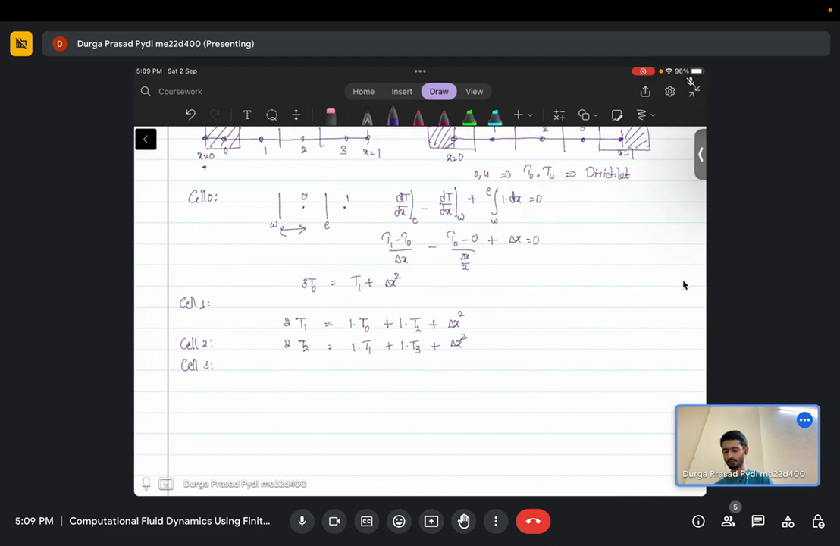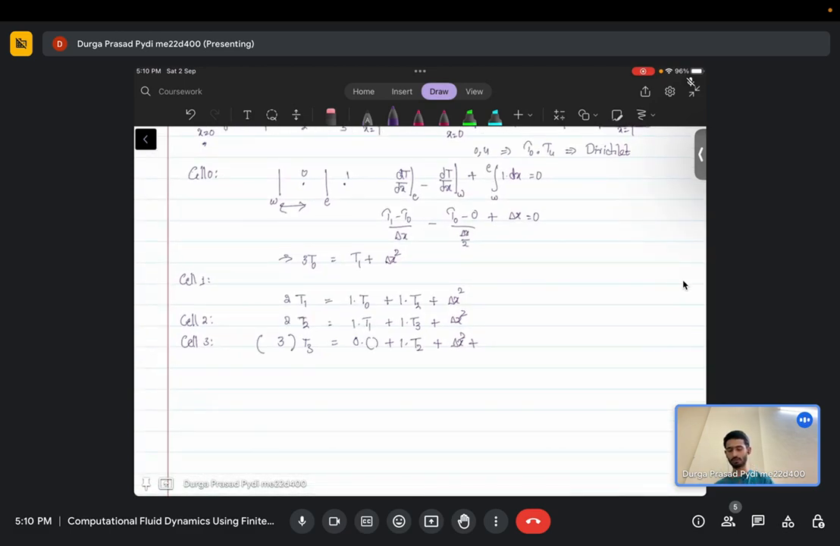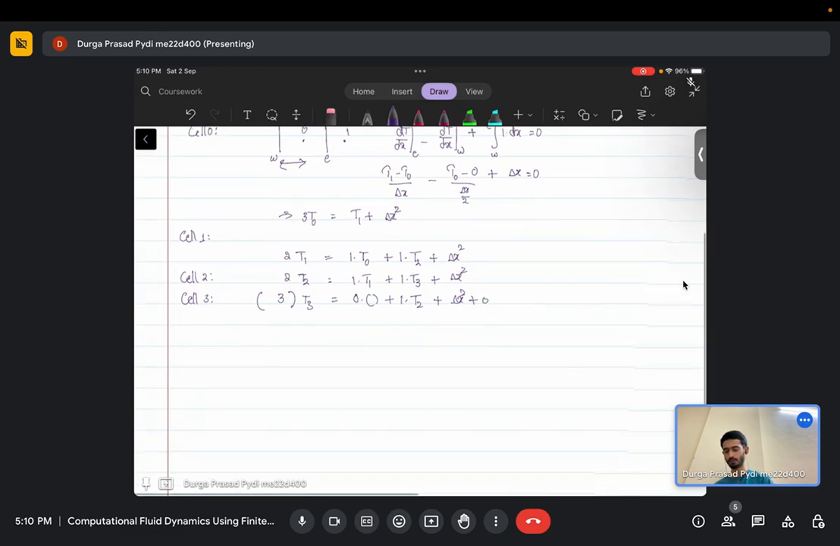Now for cell 3, again you have T3, and there is nothing on the right hand side, so 0 times, you don't have anything here, and then you have contribution from the left cell, that is west cell, T2, and then some source term. But here, depending on your Dirichlet condition, similar to this one, you will be having 3 times T3, and then you have a source term delta x square, and then you also have your Dirichlet condition. So here in this particular problem, your Dirichlet condition is 0, so both on the left and the right boundaries will be similar equations, so you don't have any term here. So these are my set of equations.